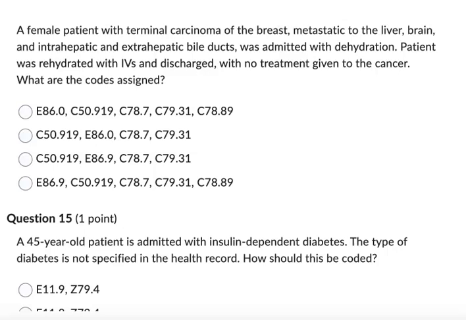So as I'm looking at this, okay, we got a patient who has cancer of the breast, metastatic to the liver, brain, and intrahepatic and extrahepatic bile ducts. Okay, we know they have cancer. We know they have a primary cancer. We know they have secondary cancer. Okay, think about it from the perspective of the insurance company. We know that they have these conditions. Why are they here today? They're here for dehydration. No treatment is given for the cancer.